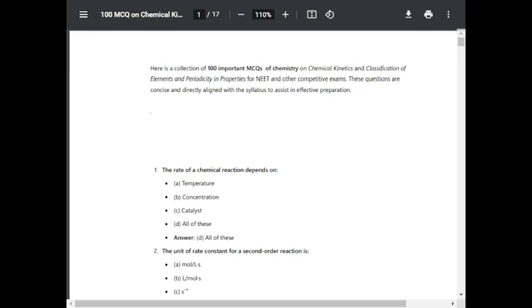Today I wish to discuss 100 important MCQs of chemistry on chemical kinetics and classification of elements and periodicity in properties for NEET and other competitive exams. These questions are concise and directly aligned with the syllabus to assist in effective preparation. These questions are also important for the CBSE class 12th exam and for NDA, CDS and other competitive exams.